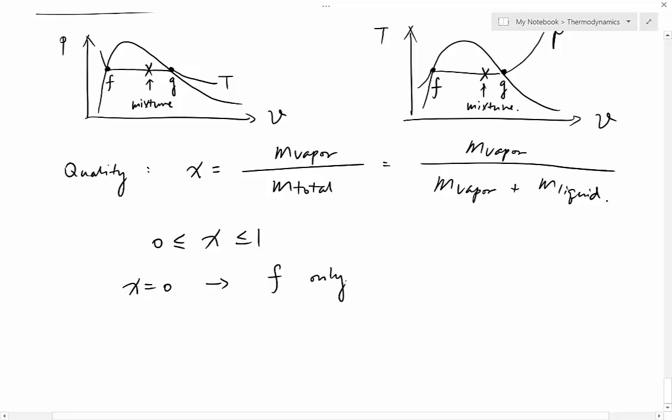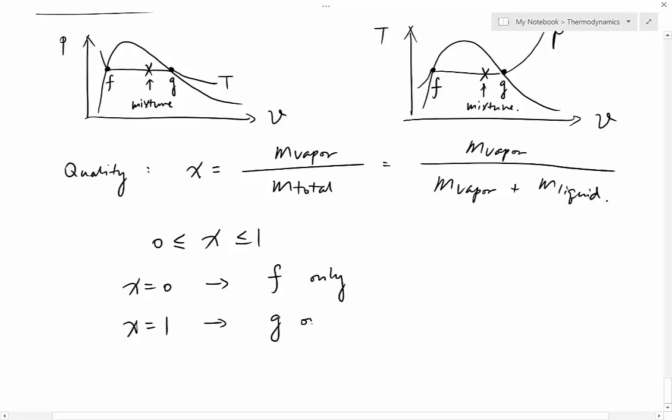There's no vapor. There's only saturated liquid. Point F only. If X is equal to 1, what does that mean? If X is equal to 1, that means mass of the vapor, the numerator, must be equal to total mass, the denominator. If they're equal, that means what? Everything in the mixture is vapor. There's no liquid. Everything is vapor.